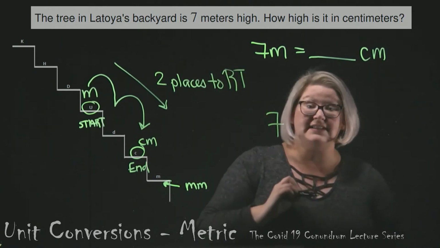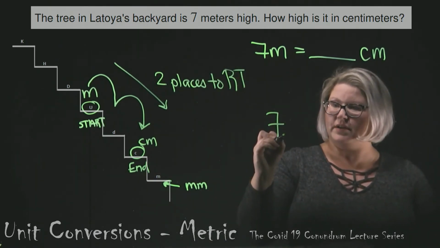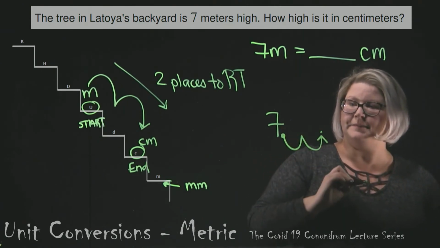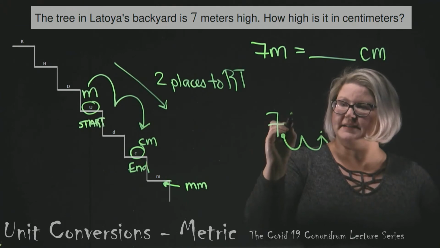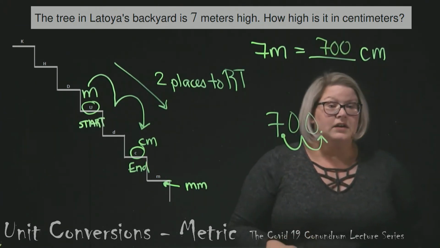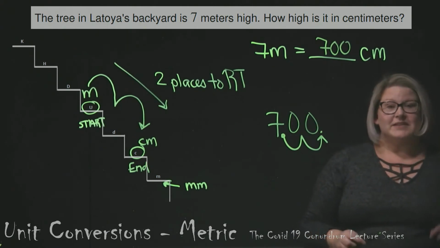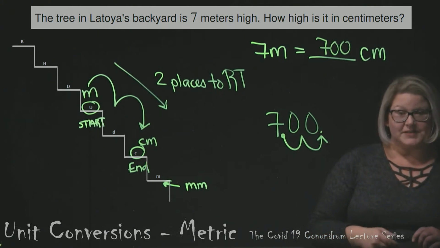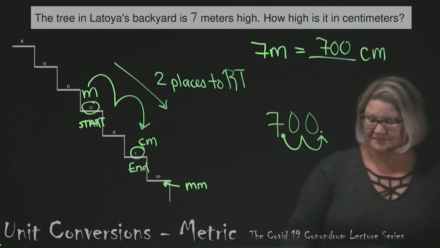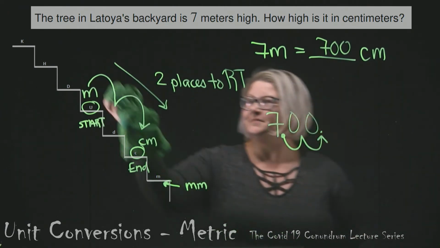So here I have 7 meters. I'm going to take this number. This is where my decimal point is. I'm going to move it 1, 2 spots, and I'm going to fill those spots in with zeros. So 7 meters is the same as saying 700 centimeters. Think you got it? Okay, let's try another one.